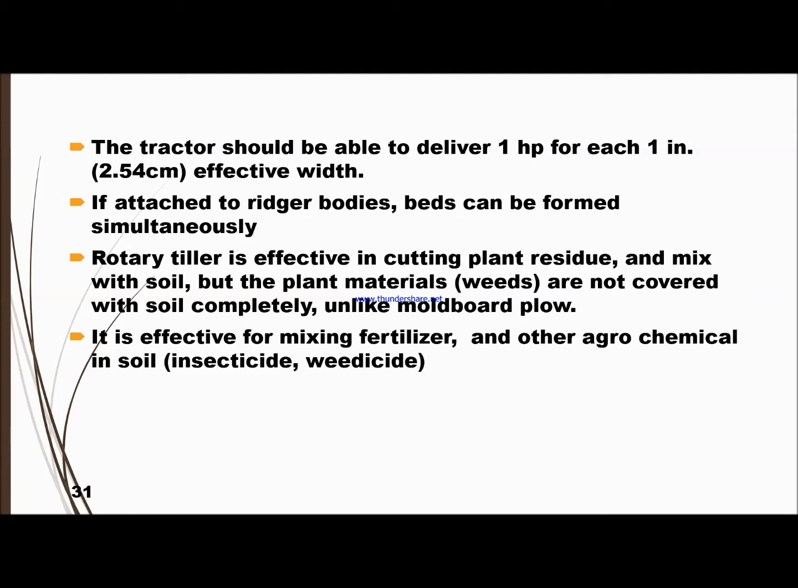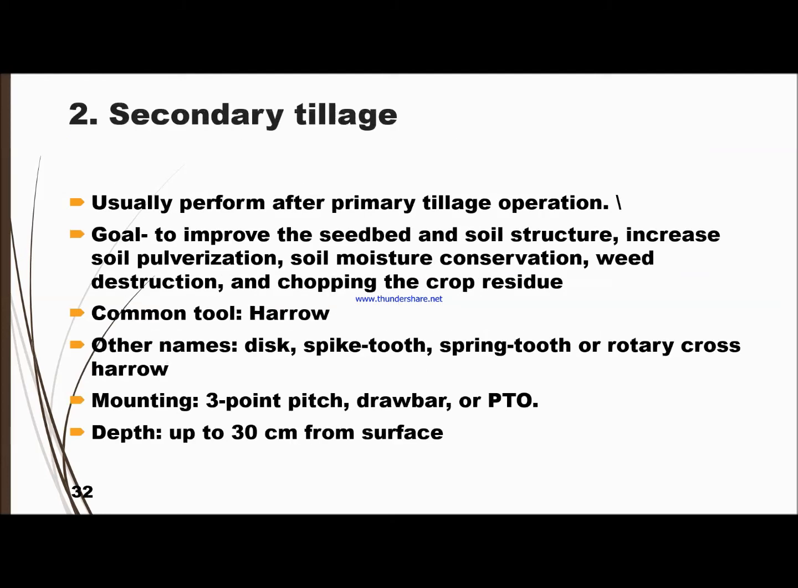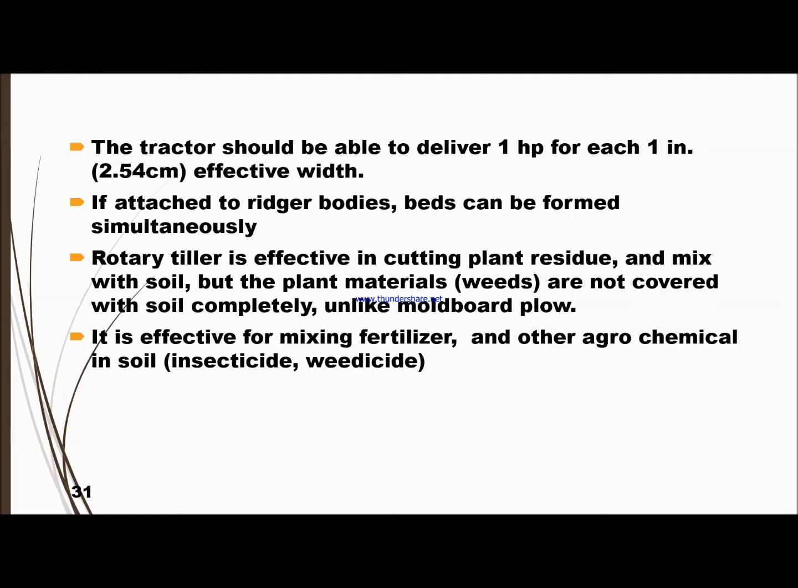The rotary tiller is effective in cutting plant residue and mixing it with soil, but the plant material and weeds are not covered with soil completely, unlike the moldboard plow. It is also effective for mixing fertilizer and other agrochemicals into the soil, such as insecticide or weedicide.